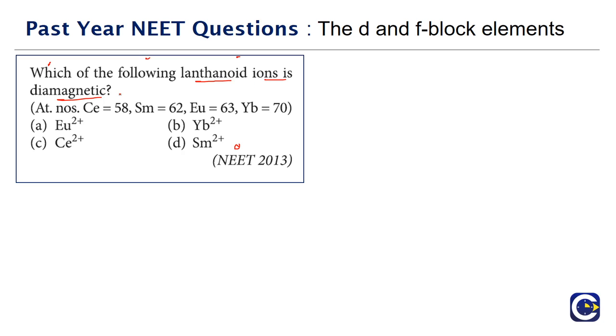See, first of all, what do you mean by diamagnetic? Diamagnetic means when the number of unpaired electrons is 0. So when an ion or a species has no unpaired electrons, then that is going to be having diamagnetic properties. So here, if you look at the four options, what are these four options? These are the divalent ions: europium 2+, ytterbium 2+, cerium 2+, and samarium 2+. All are the 4f series lanthanoids.